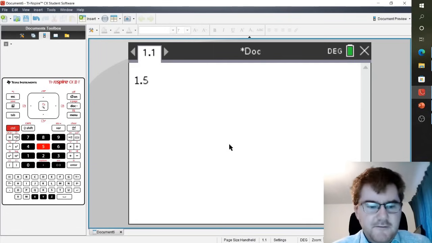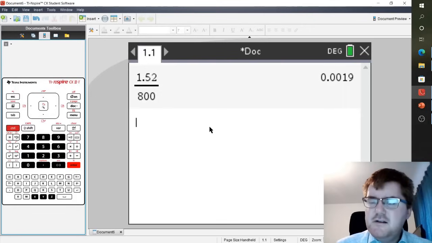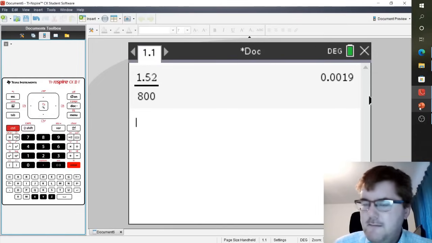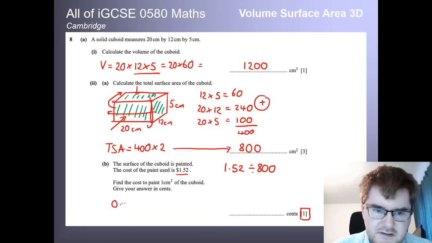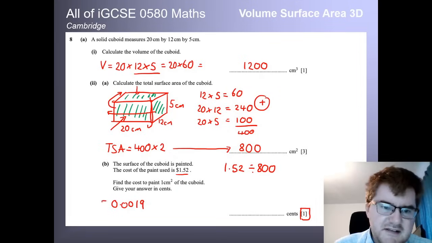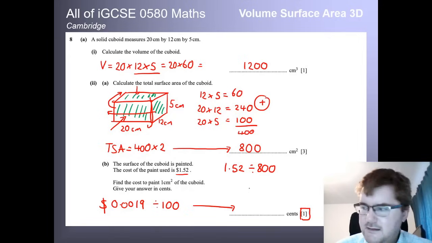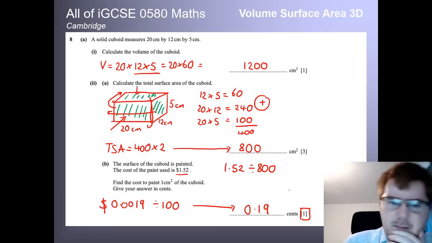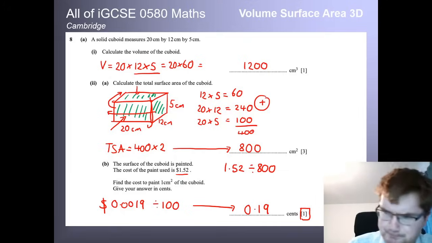So we type in $1.52 and we divide by 800. That gives us the answer of 0.0019. But let's think about that for a moment. Now remember, this is in dollars. We want this in cents, so we need to multiply by 100 cents in a dollar, and then that will give us our final answer of 0.19 cents. So just be careful with the units here and make sure you've got the appropriate units. We don't want the answer in dollars, we want it in cents.